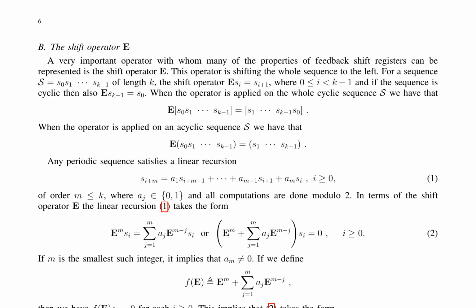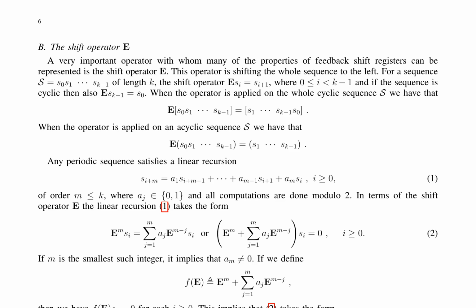When applied to a cyclic sequence, E(S0, S1, ..., Sk-1) equals (S1, ..., Sk-1, 0), and when applied to an acyclic sequence, E(S0, S1, ..., Sk-1) equals (S1, ..., Sk-1). Any periodic sequence satisfies a linear recursion, S(i+m) = a1 S(i+m-1) + ... + am S(i), where a_j is an element of {0, 1}, and all computations are done modulo 2.